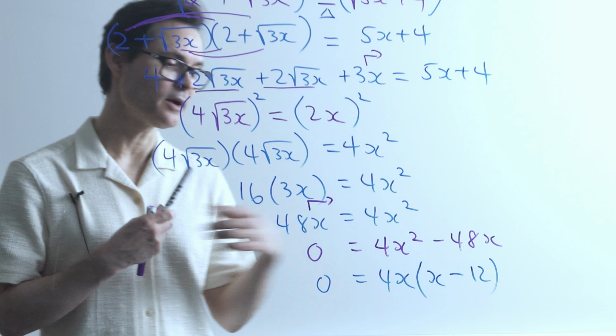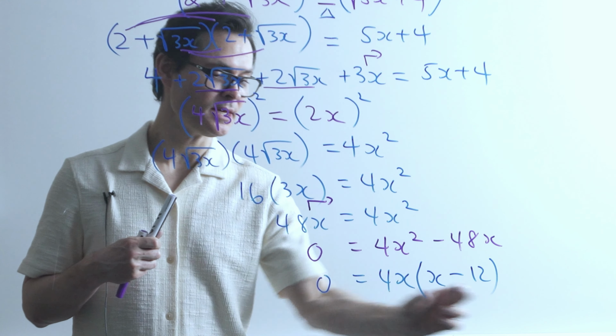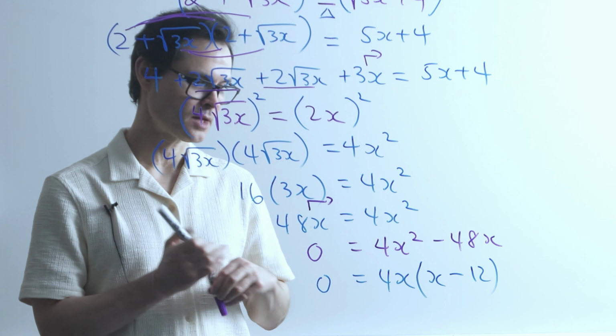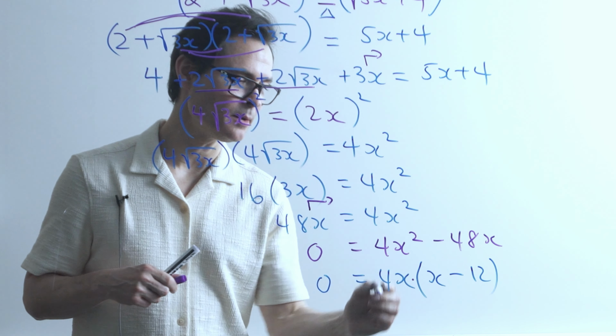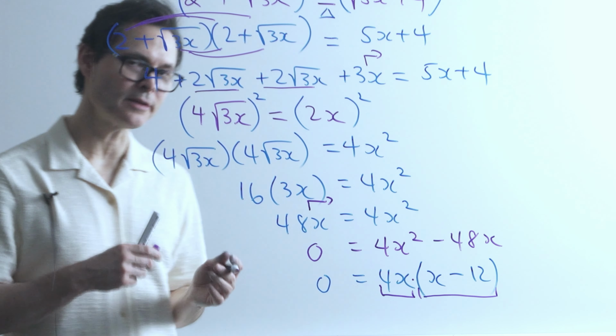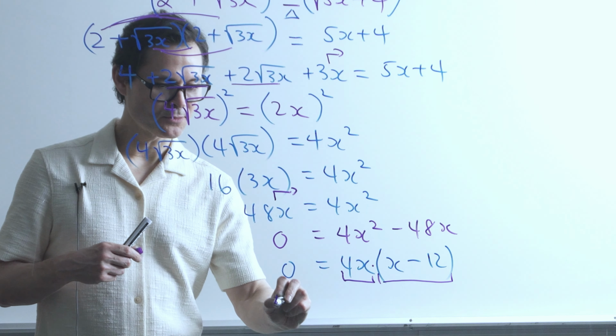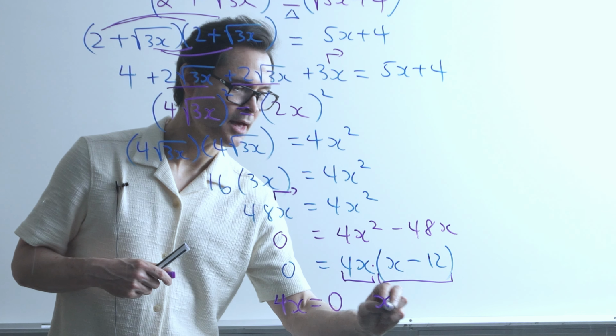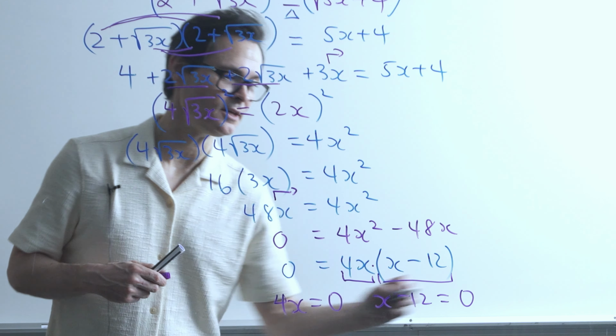Okay. So here we are again. There's a times b equals 0. So either a is equal to 0 or b is equal to 0. Do you see? When you're multiplying two numbers together and they equal 0, one of them has to be 0. So either 4x is equal to 0 or x minus 12 is equal to 0.